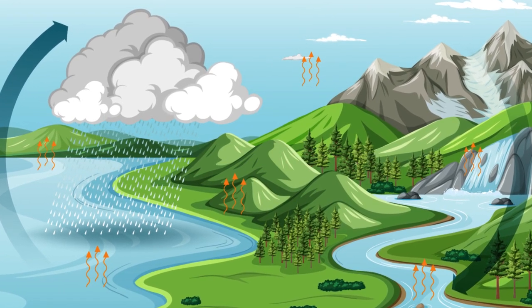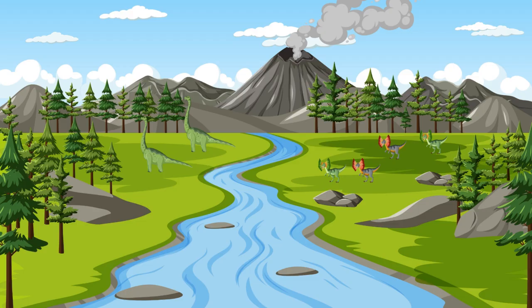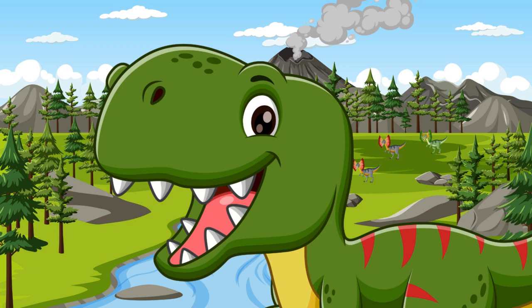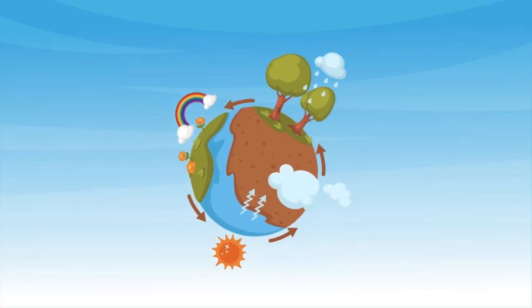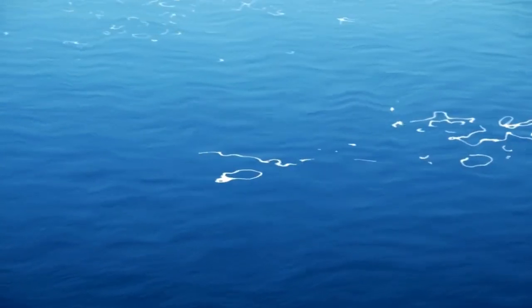Fun fact: the water you drink today may have once been in a cloud, in a river, or even inside a dinosaur millions of years ago. So remember, water is always on the move, traveling in a never-ending circle we call the water cycle.